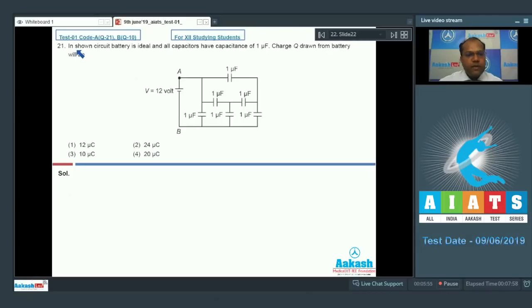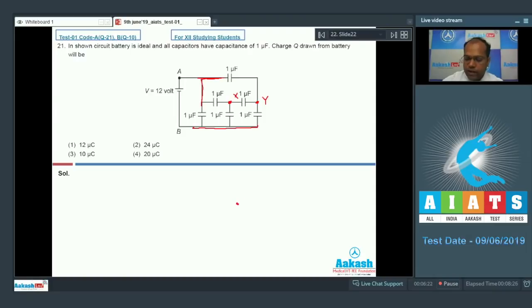In question number 21, in the shown circuit, the battery is ideal and all capacitors have capacitance of 1 microfarad. Charge Q drawn from the battery will be? We are interested in finding the equivalent capacitance between A and B. Let this be point A. The potential of all these points is A and the potential of all these points is B. I am considering this junction as X and this junction as Y.